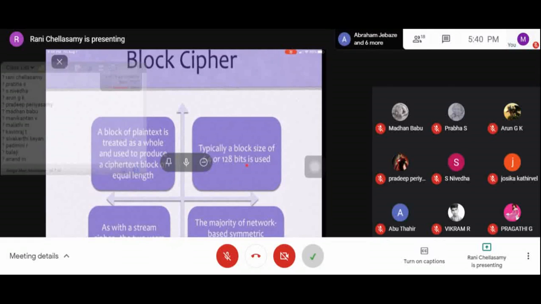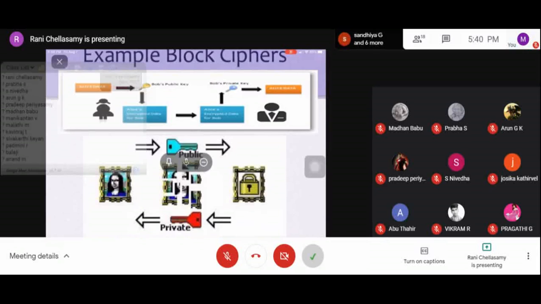Okay. So as with the stream cipher, two users share the symmetric encryption key. The majority of the network-based symmetric applications will make use of this block cipher. So here you can see the same thing. I am repeating the same concept once again. Files can be encrypted with the public key and decrypted with the private key, as we have seen in the previous one.